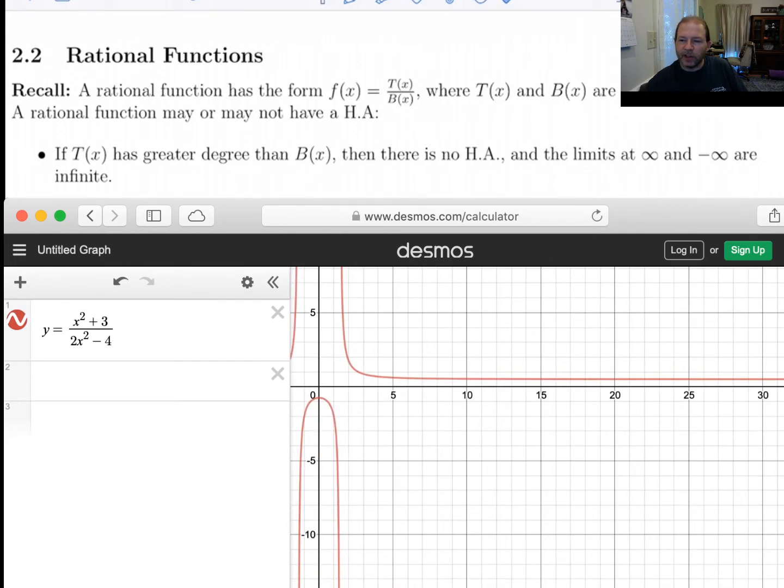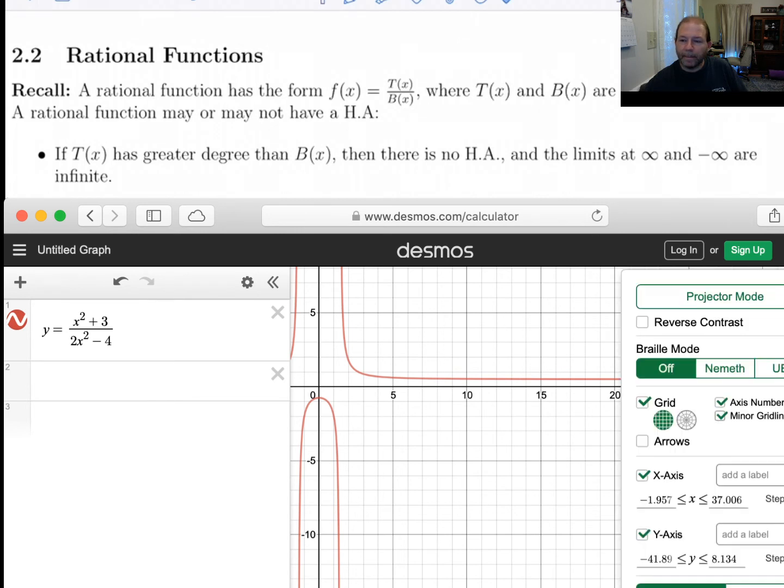Let me adjust this slightly. I'm going to zoom way in on my y-axis. Let me pull this in so we can see what we're doing. On the y-axis, let's just go from, say, negative 3 to 3.